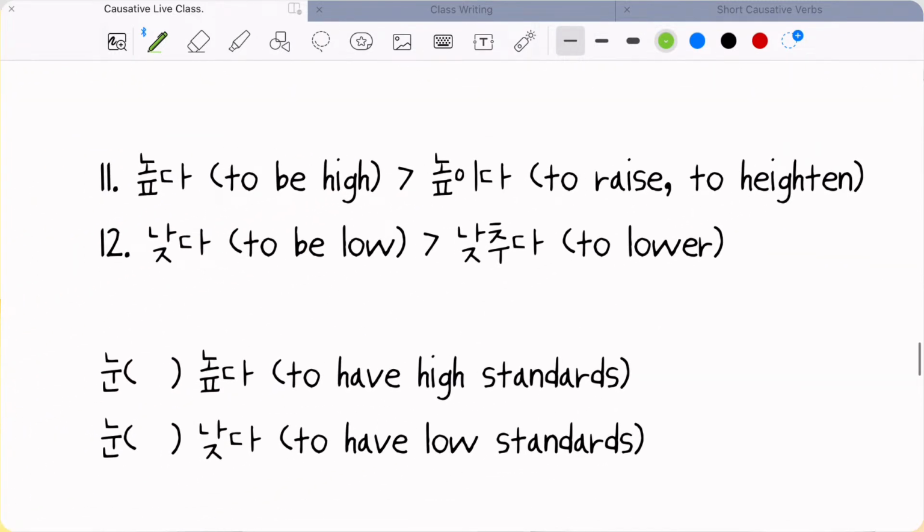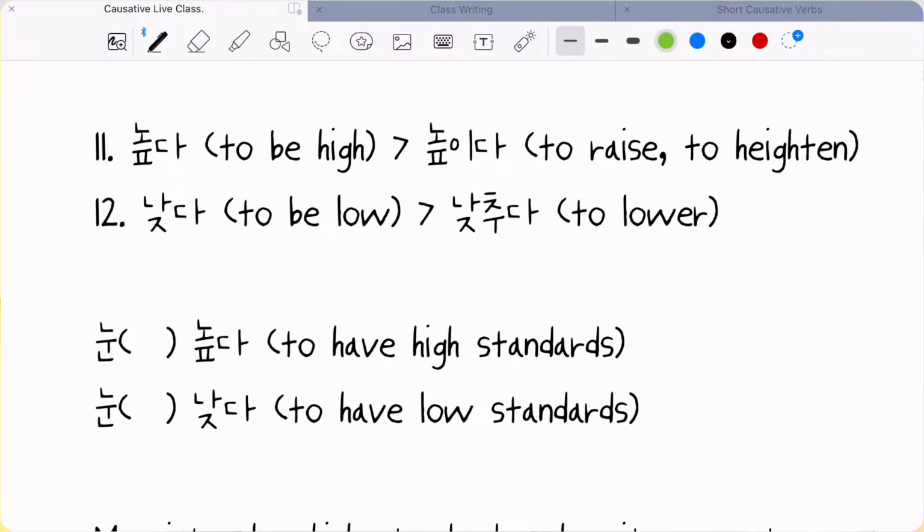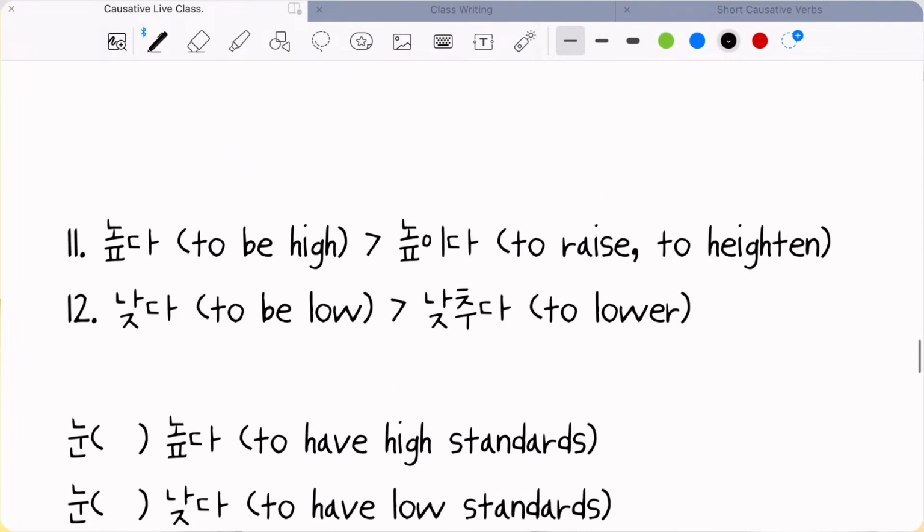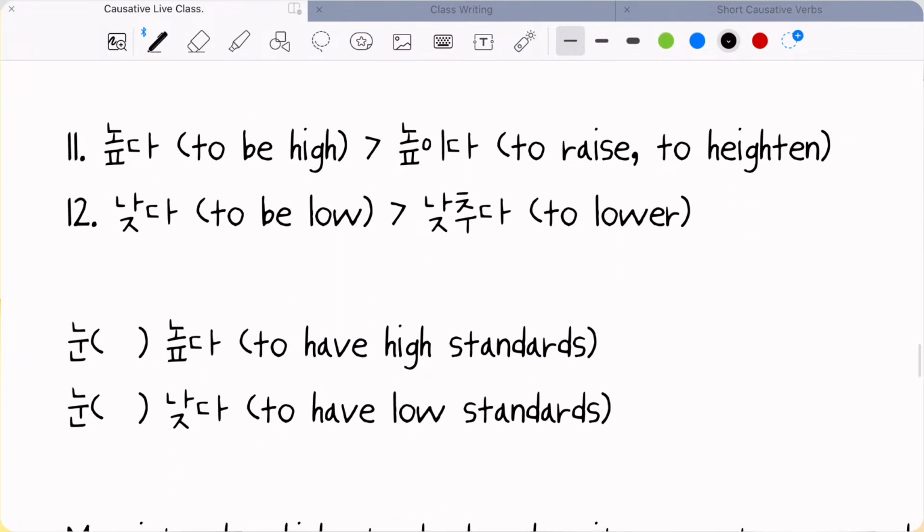And moving on to the next one. This time we are going to use causative verbs that stem from descriptive verbs, aka adjectives. The first adjective that I brought is 높다, which means to be high. It's used for a building being high, or like a building being tall. We say the building is high. And we also use it for any numbers, basically. It could be your grade, your score, or the birth rate.